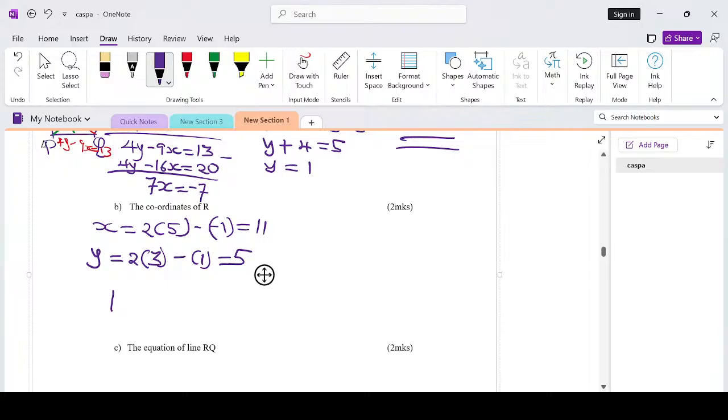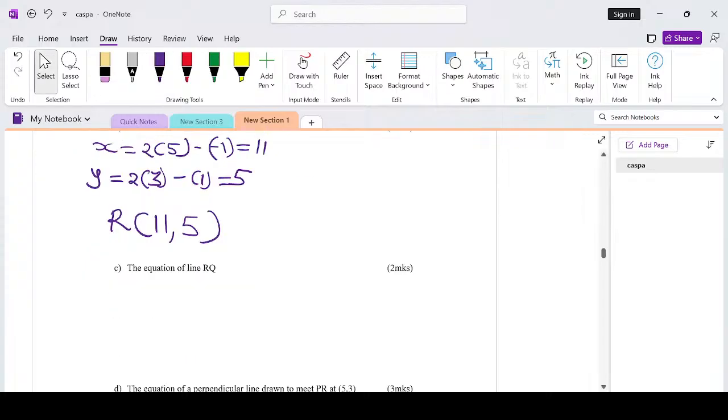We are going to write R into the x value. The x value is 11, 5. 11, 5. That's how simple that question was. Let's see the next one.